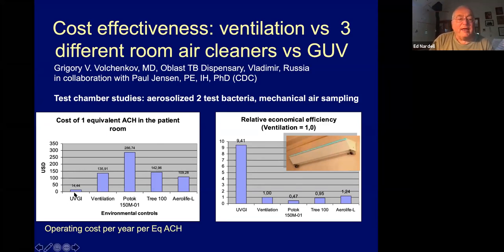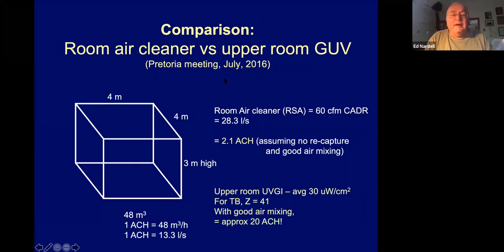And they found that per cost of equivalent air change, upper room UV was by far the most effective. In fact, it was about 9 times more cost effective than any of the other interventions. So in another course that I was teaching in Pretoria, South Africa, there was a salesperson for a room air cleaner. And I asked, well, what's the clean air delivery rate? And they said it was 28.3 liters per second.